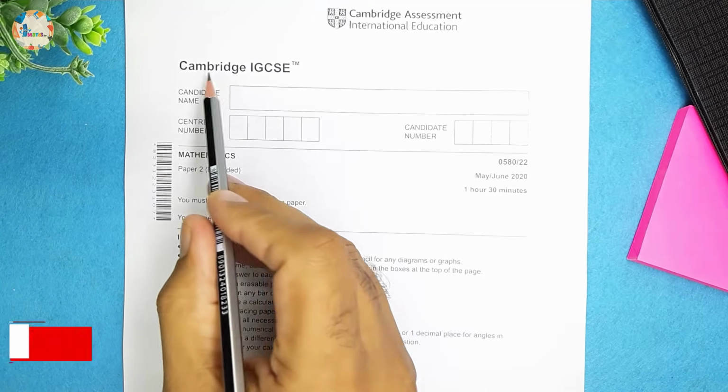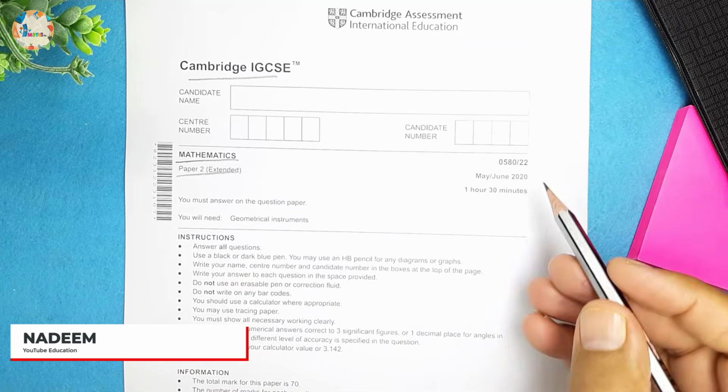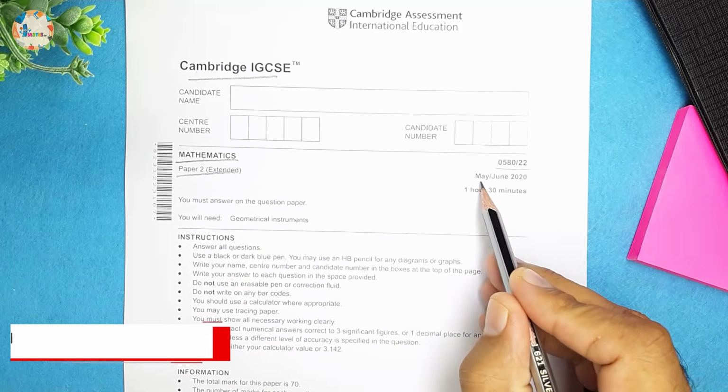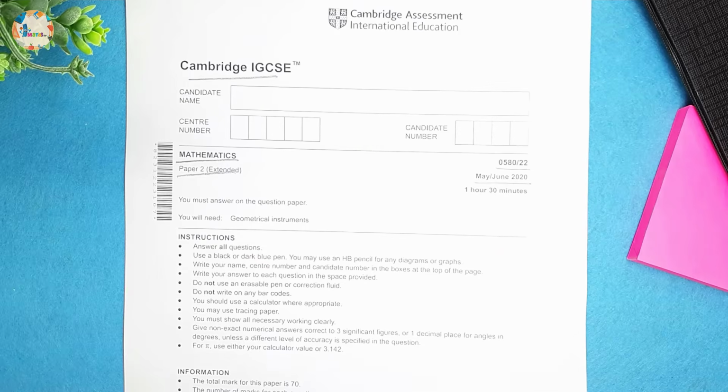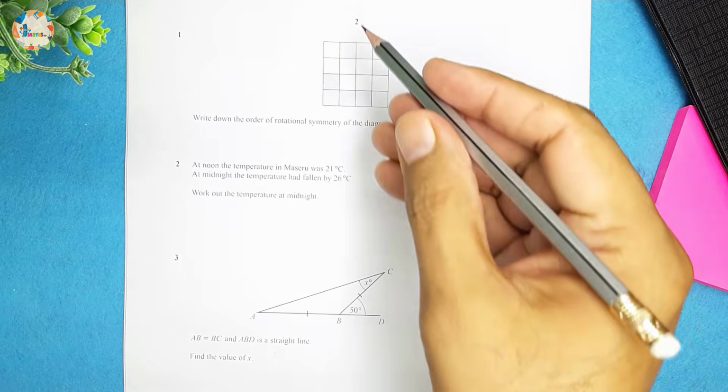Today we'll be going through IGCSE Cambridge Mathematics Paper 2 Extended 0580/22 May-June 2020. This is question number 1.